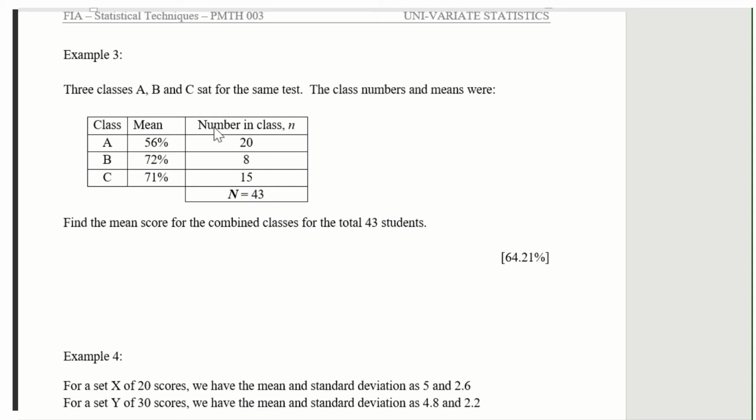Mean times n. Understand? So mean times n, you put the value here. You put all the 3 values and you total up your sigma x. All right? Okay? Then you find the total, divide 43, you will get this. No need to change to decimal places. Straight away take 56 times 20, put the value. 72 times 8, put the value. 70 to find your sigma x.